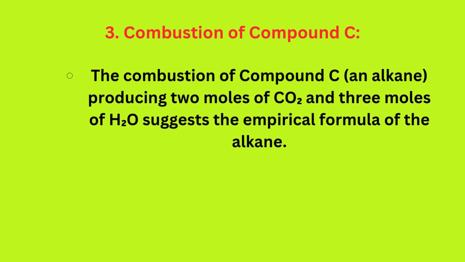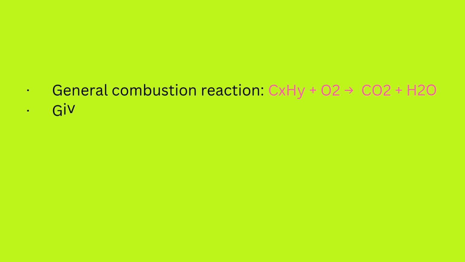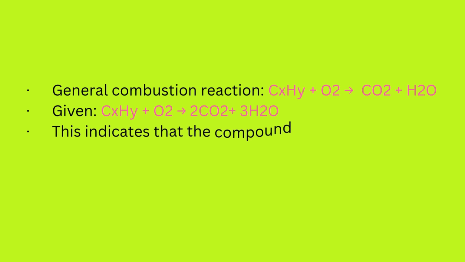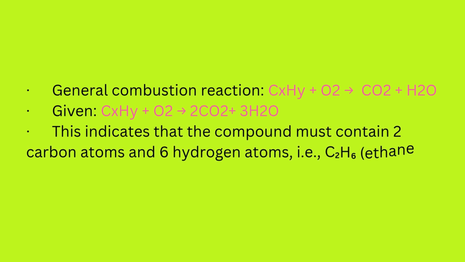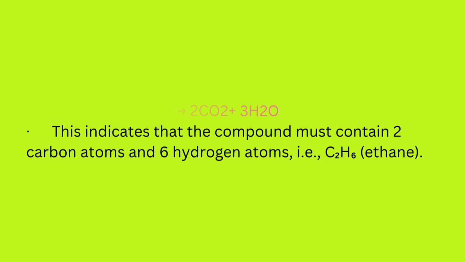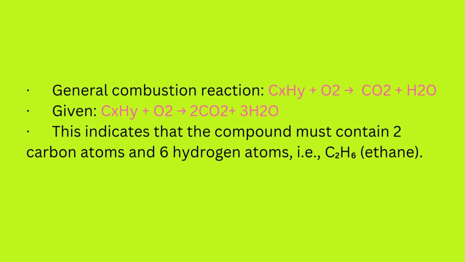3. Combustion of compound C. The combustion of compound C, an alkane, producing 2 moles of carbon dioxide and 3 moles of water suggests the empirical formula of the alkane. General combustion reaction, CxHy plus oxygen, gives carbon dioxide and water. Given, CxHy plus O2, gives 2 molecules of carbon dioxide and 3 molecules of water. This indicates that the compound must contain 2 carbon atoms and 6 hydrogen atoms, that is C2H6.